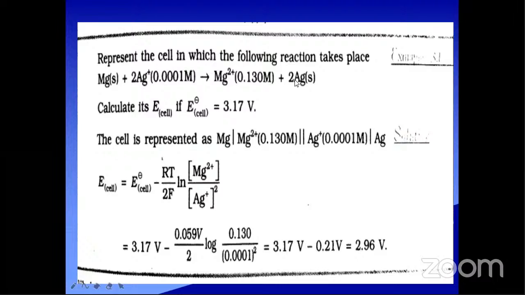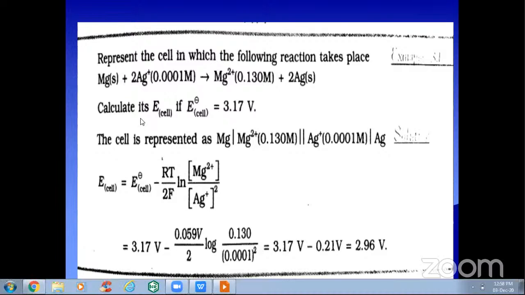Okay, magnesium plus 2 Ag plus gives magnesium 2 plus plus 2 Ag. So one chemical reaction is given. What he is asking is to calculate the E cell value. Along with the chemical reaction, he mentioned the concentration values here, this one and this one, and also mentioned that the E naught value, 3.17 volts, is given. Then he asks: calculate the E cell value.